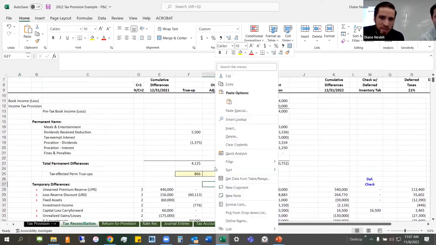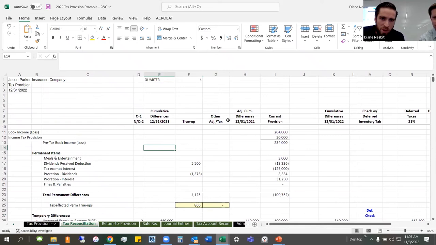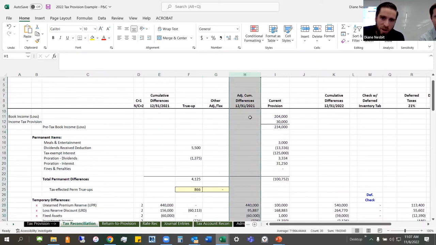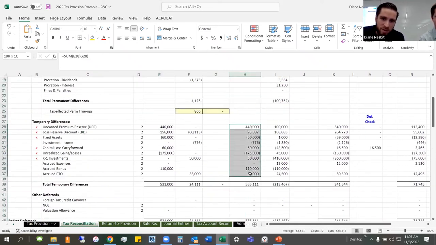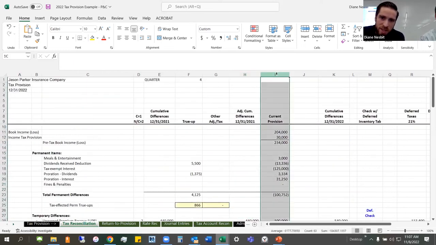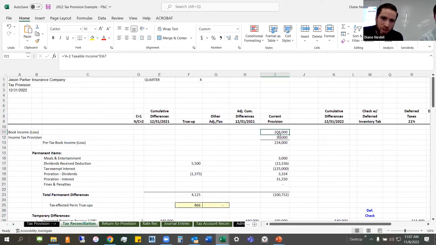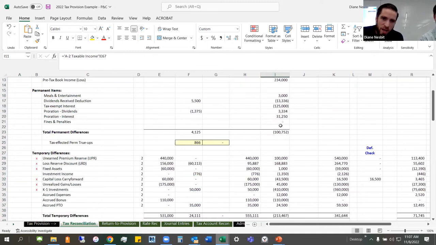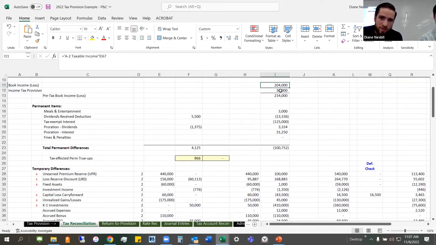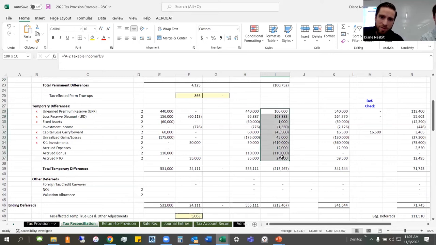So here we are back at this tab where, in column H, we came up with our correct beginning deferred tax assets and liabilities. In column I, we have current provision. If you start here with your book income and go down through this section, you have your permanent differences in terms of current year income, and these are our temporary differences.